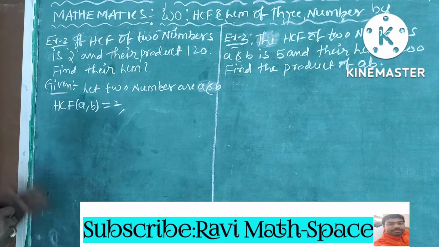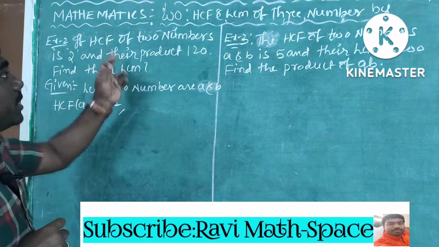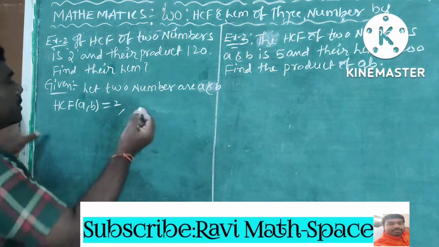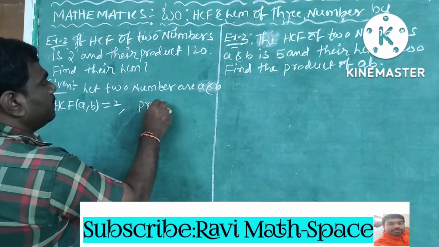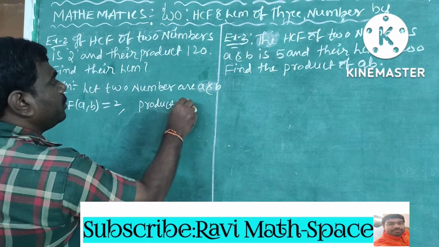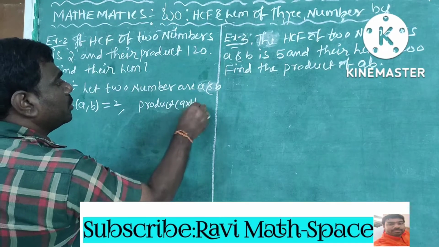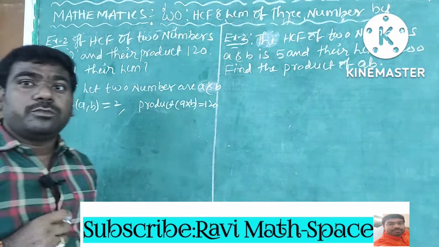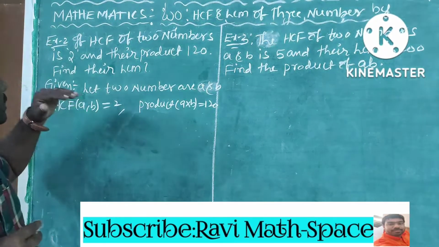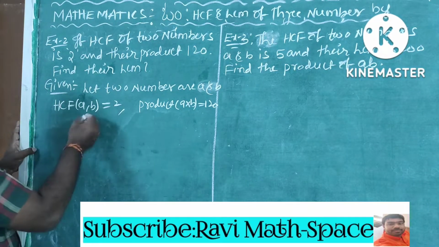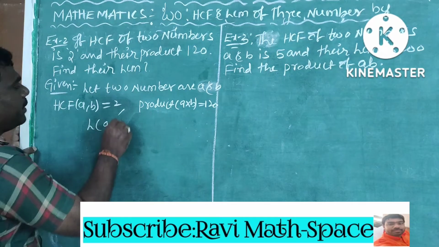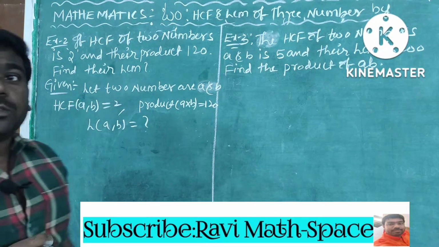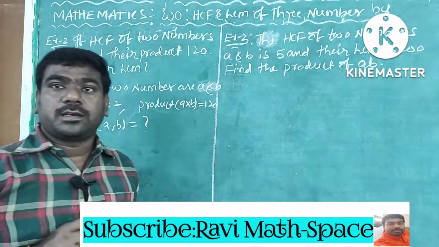So HCF is given. Next one is their product. Meaning, the product of the numbers. We assume here A into B is equal to 120. A into B is equal to 120. So what are we going to find out here? LCM. LCM of A comma B is equal to question mark. So we are going to find the LCM here.